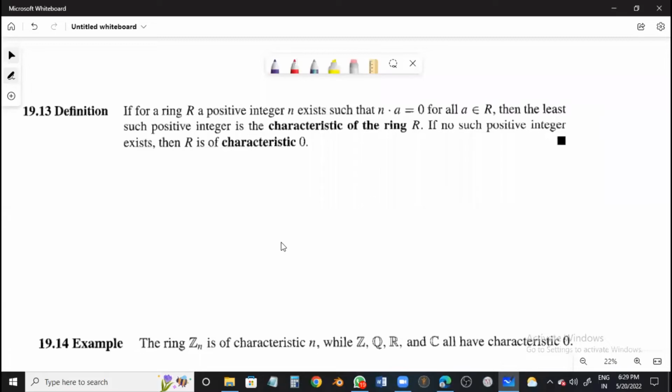Now, if such a characteristic of a ring does not exist, if there is no such positive integer, we say that the characteristic is 0. Now, let us go to Z5. What is our Z5? It contains 0, 1, 2, 3, 4.